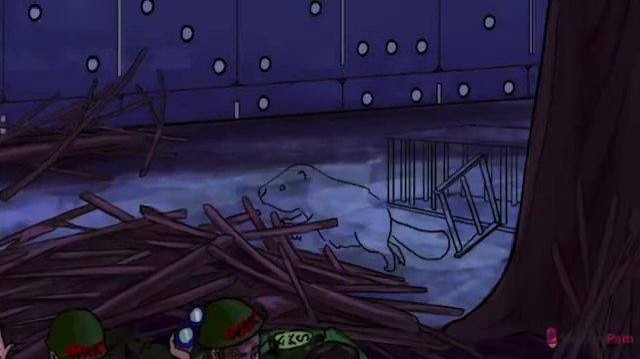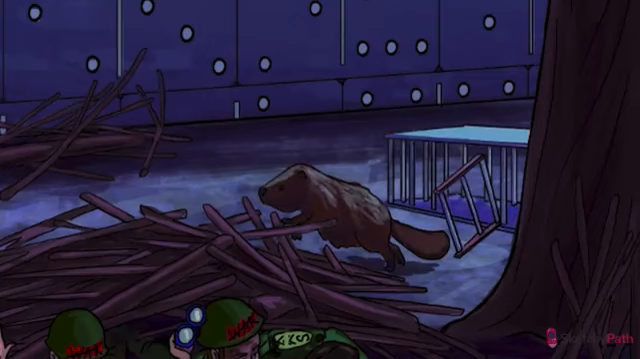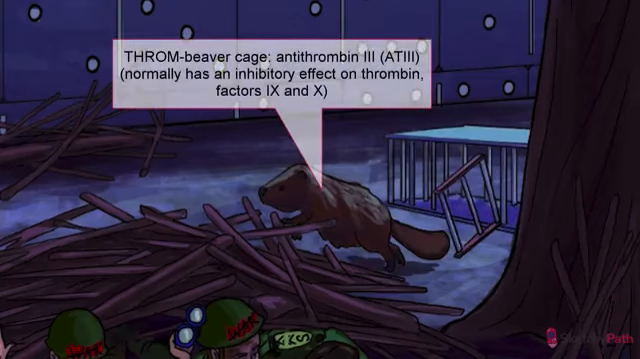Let's finish up our talk of thrombosis syndromes with a deficiency of yet another natural anticoagulant factor, antithrombin. At Sketchy, thrombin is a thrombivore, making antithrombin a beaver cage. Antithrombin is normally a part of the negative feedback loop in the coagulation cascade, exerting an inhibitory effect on thrombin, as well as factors 9 and 10.